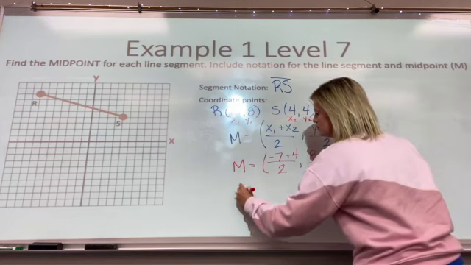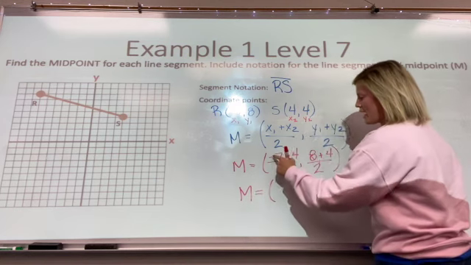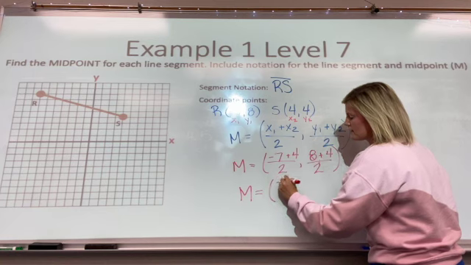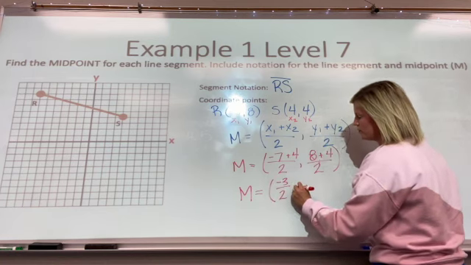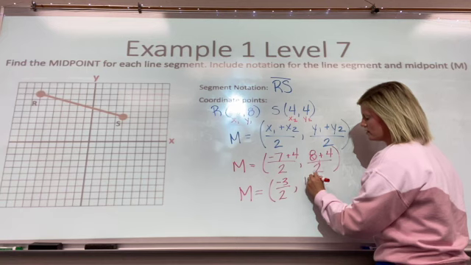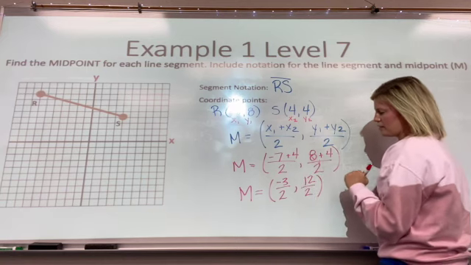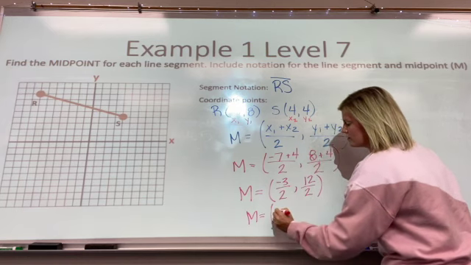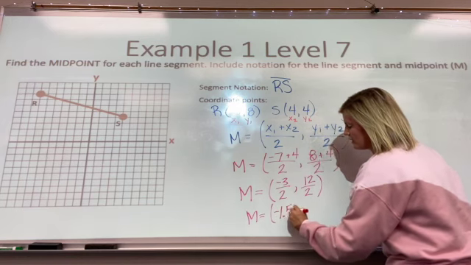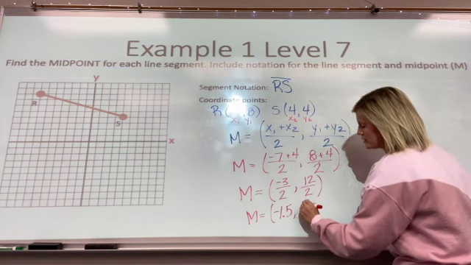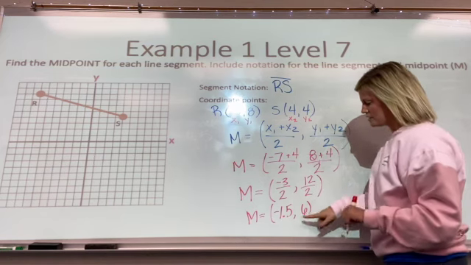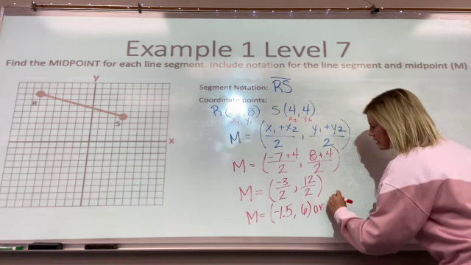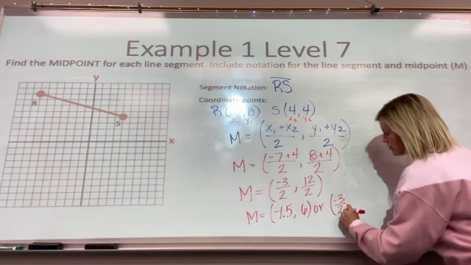In solving, I'm going to add the tops together first and then divide later. -7 plus 4 is -3, so bring that over 2. 8 plus 4 is 12. Again, bring down the divide by 2. Last step is to actually divide. -3 divided by 2 is -1.5. 12 divided by 2 is 6. So the midpoint of that line segment is at (-1.5, 6). Another way of writing that, we could keep -3 over 2 as a fraction.